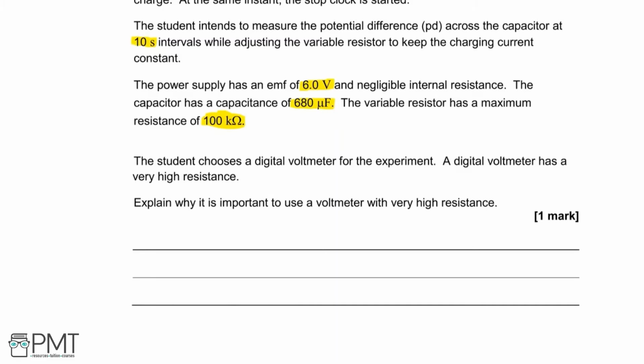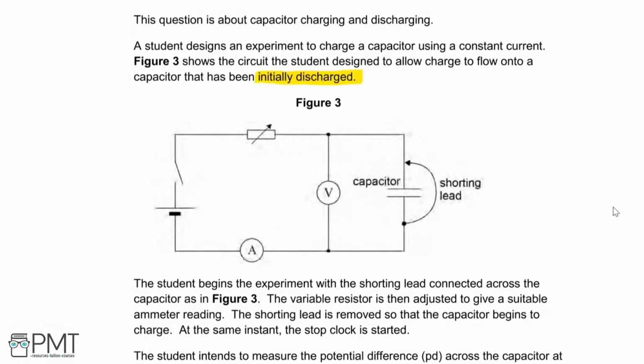Now, if we look back at our diagram, we can see why that resistance is important. If we think of this parallel system with the voltmeter and the capacitor, we're interested in having the current flow one way and not the other. Now, if the voltmeter has a very high resistance, then that means there's going to be a low current flowing through it.